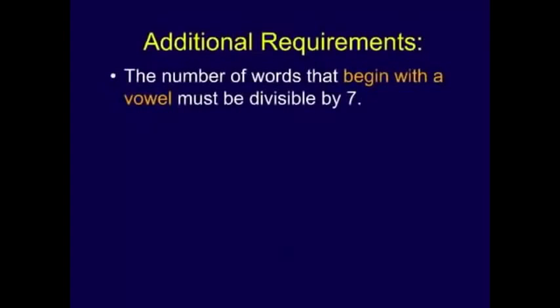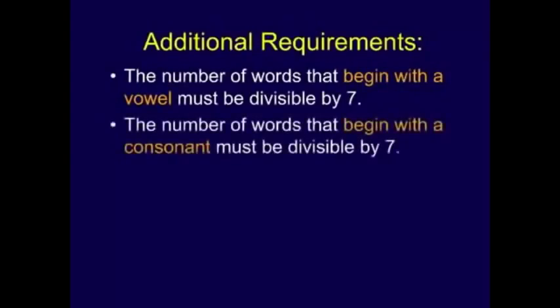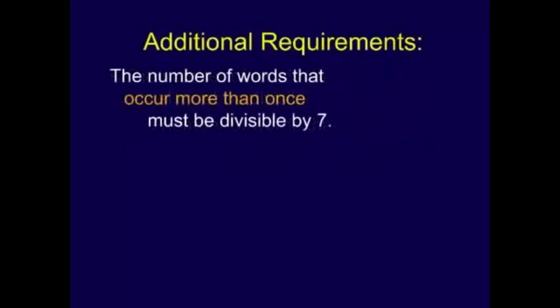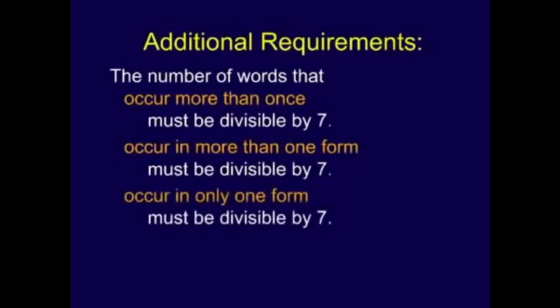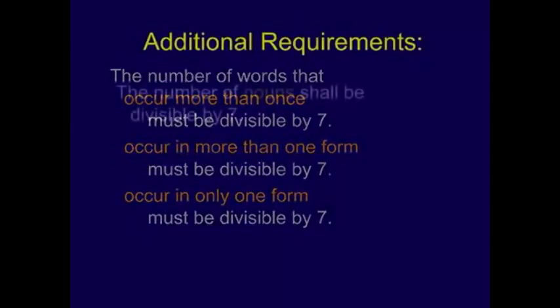You with me? So every time I add a rule, it makes it tougher. I'm going to say I want the number of words that begin with a vowel to be divisible by 7. Well, that's kind of chicken. And obviously, the number of words that begin with a consonant must be divisible by 7. The number of words that occur more than once to be divisible by 7. Anybody still playing? You get the feeling that this would be hard to do, right? Those that occur in more than one form divisible by 7. Those that occur in only one form to be divisible by 7.